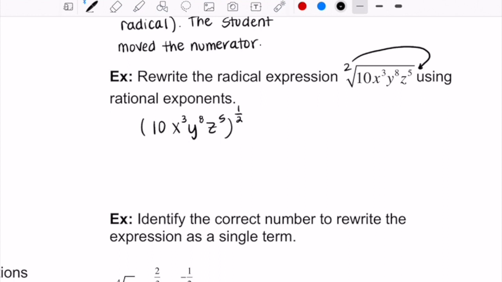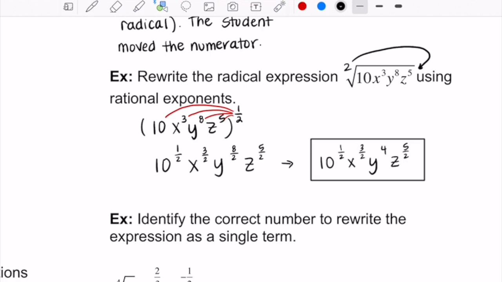Once I've done that, the next thing I'm going to do is shower the power. So that 1/2 exponent will get showered to the 10, to the x to the third, to the y to the eighth, and to the z to the fifth. And so you're going to raise each of those up to the 1/2 exponent, or if they already have an exponent, you're going to multiply those exponents together. So 10 to the 1/2, x to the 3/2, y to the 8/2, and then z to the 5/2. And there's one more thing I can simplify on this one. So 8/2 on the y would divide to give me 4. And so that'll give me my final answer for this one.